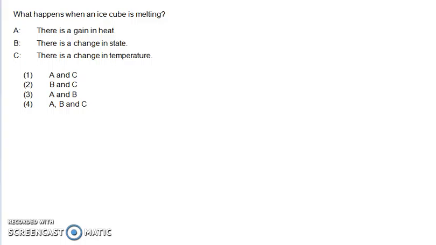Alright people, let's continue with the remediation. Now let's start with what happens when an ice cube is melting. Now please, just some revision.